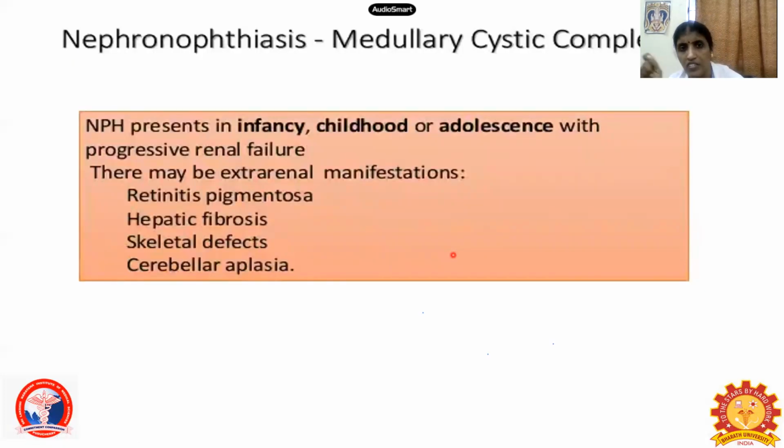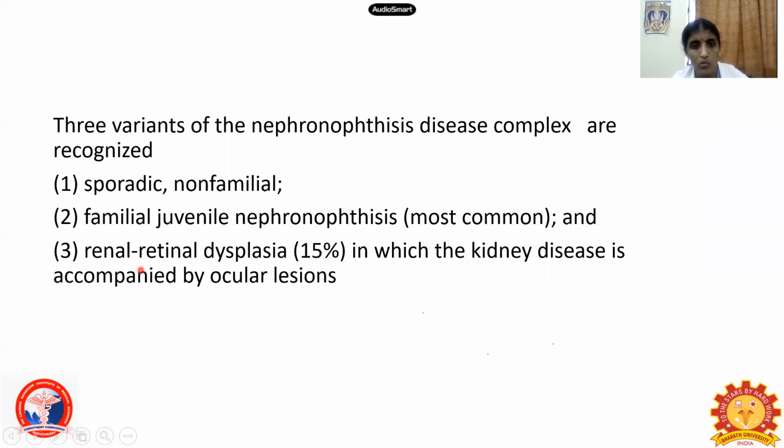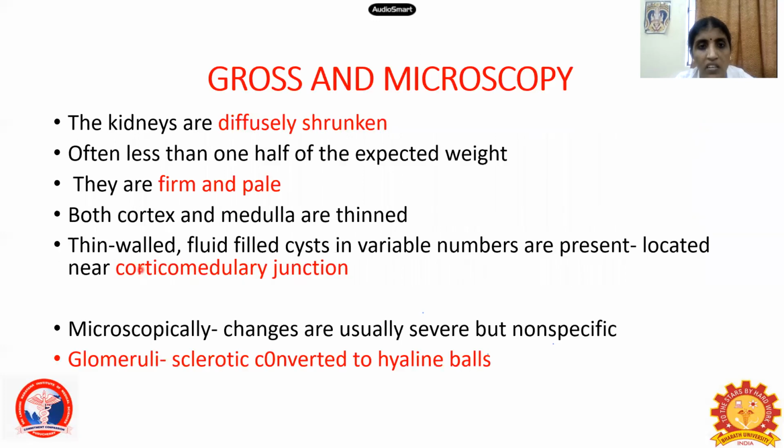Nephronophthisis, the word itself means that the size of the kidney will be small, though they have cysts at the corticomedullary region. So the size of the kidneys will be very small. The extrarenal manifestations of nephronophthisis include retinitis pigmentosa, hepatic fibrosis, and cerebellar aplasia. These are the three variants, which involve sporadic, familial, and renal-retinal dysplasia.